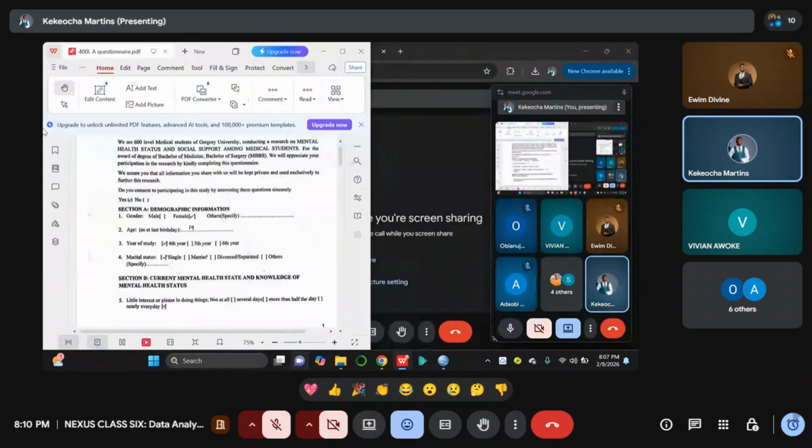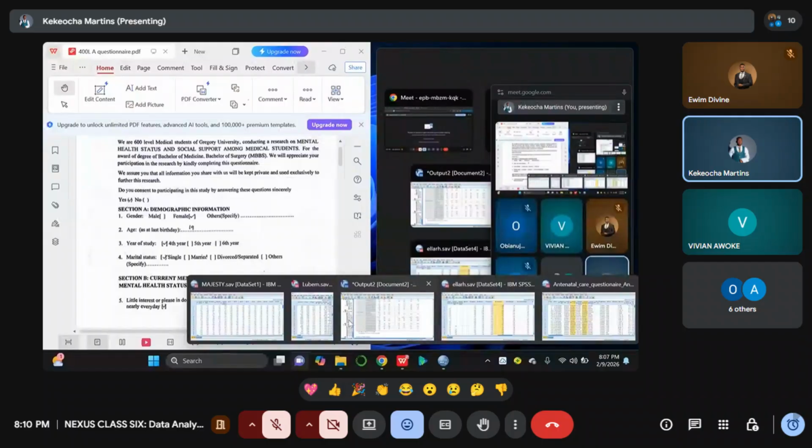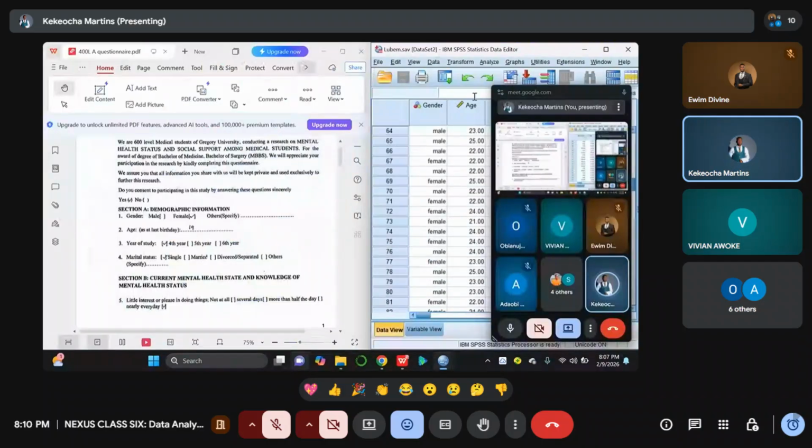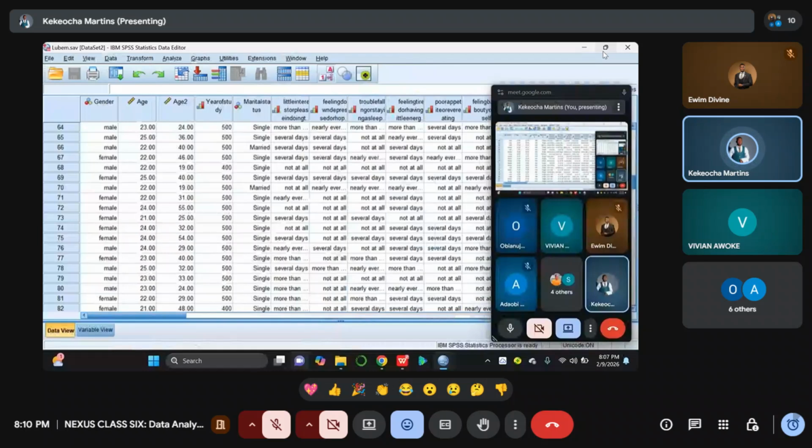Going over to SPSS, I would like to use this data set as an example. This is what SPSS looks like. Using that same questionnaire, you have the columns for gender and age, just ignore the second age. You have year of study and marital status, same thing we saw in the questionnaire. The window you are looking at right now is called the data view, and if you look down here, you see that it's written data view. This is where you'll be entering the data.